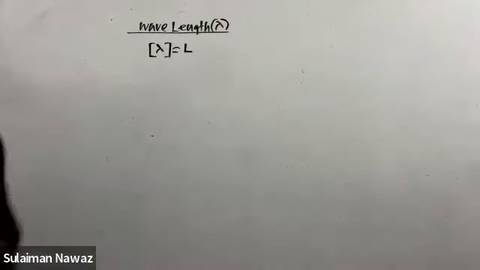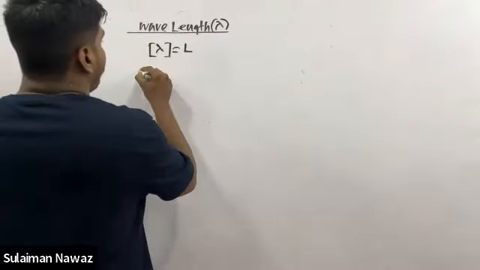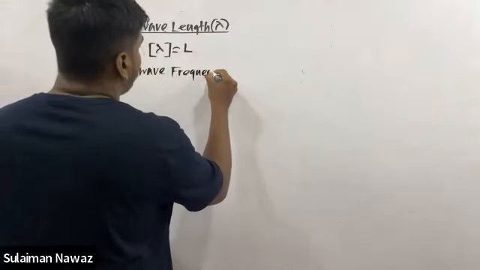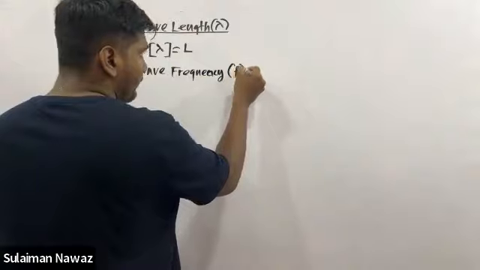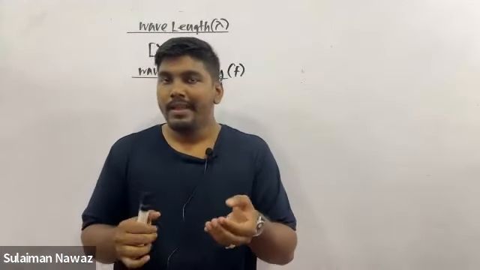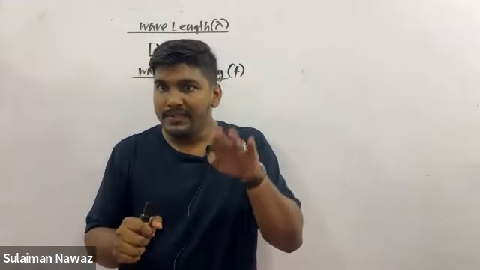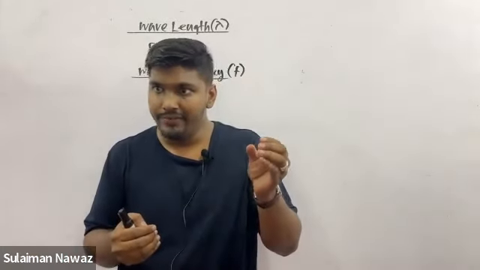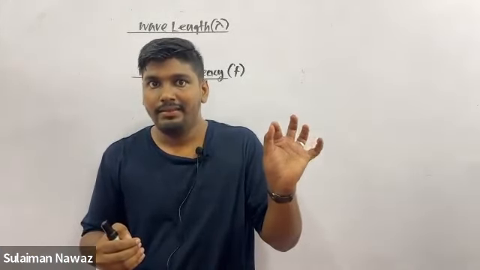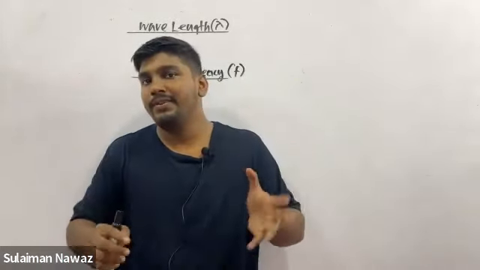Then the subtopic is wave frequency, simple f. Now the idea is very simple. Within 1 second, how many oscillations occur? In simple harmonic motion, we learned what frequency is: the number of oscillations per unit time. When you consider 1 second, the number of oscillations that occur is called wave frequency.